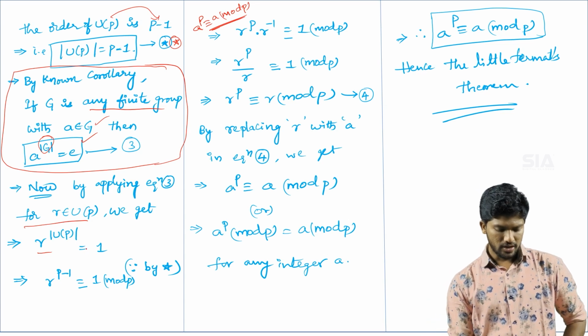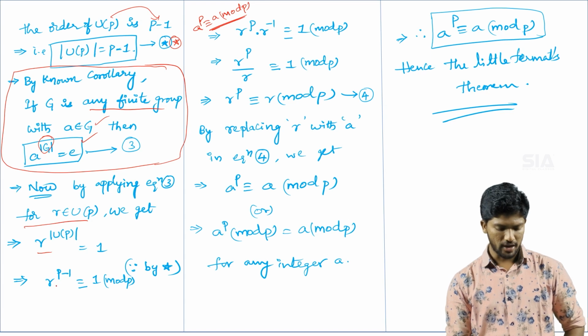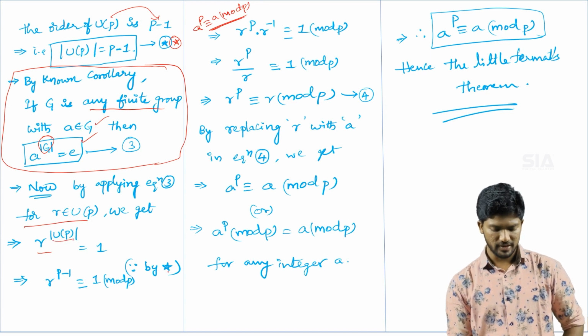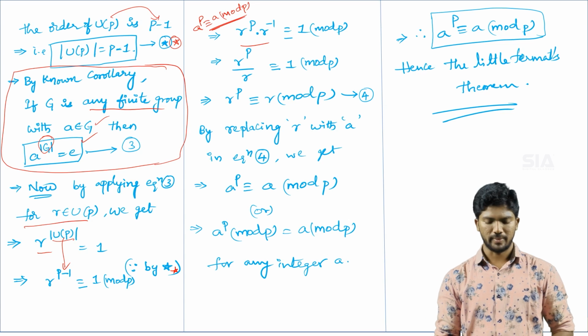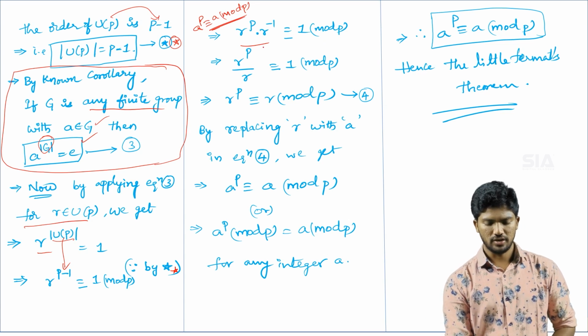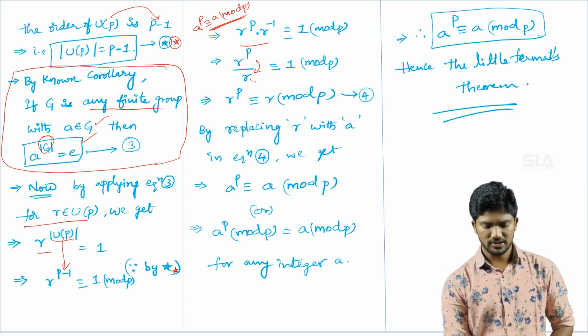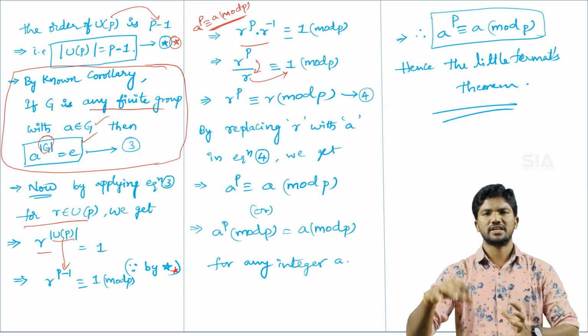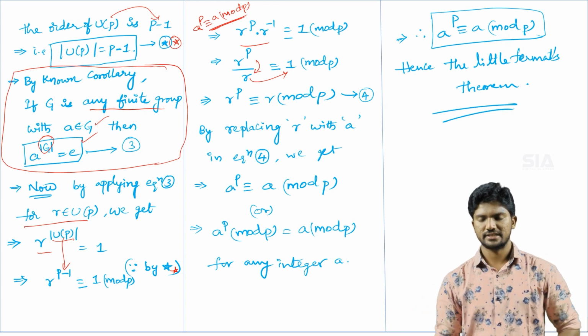Now, to get the congruence condition, I am taking modulo p on RHS. So therefore, r power, what is the order of U(p) from equation double star? You can write r power p minus 1, okay, order of U(p) is equal to p minus 1 congruent to 1 modulo p. If you simplify, r power p into r power minus 1 congruent to 1 modulo p. So r power minus 1, in the next step it goes to the denominator, r power p by r congruent to 1 modulo p. Next, the small r in the denominator, if you send it to the RHS, r power p congruent to r modulo p, that is taken as equation number 4.